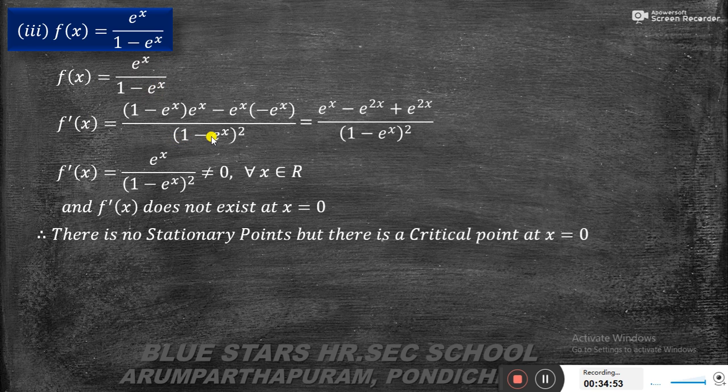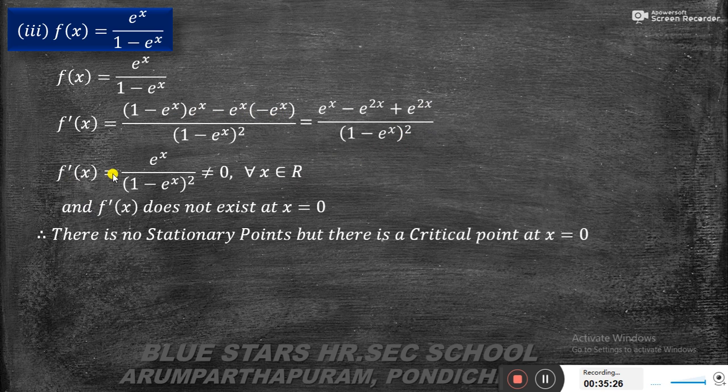First I square the denominator, (1 minus e power x) whole square. Then 1 minus e power x, I differentiate the e power x, minus, next I write the numerator term e power x, and next I differentiate the denominator. Differentiation of 1 is 0, minus differentiation of e power x is e power x, so minus e power x. In the next step, I multiply e power x in the factor: e power x into 1 is e power x, minus e power x into e power x is e power 2x, and minus into minus gives plus e power 2x, over (1 minus e power x) whole square.